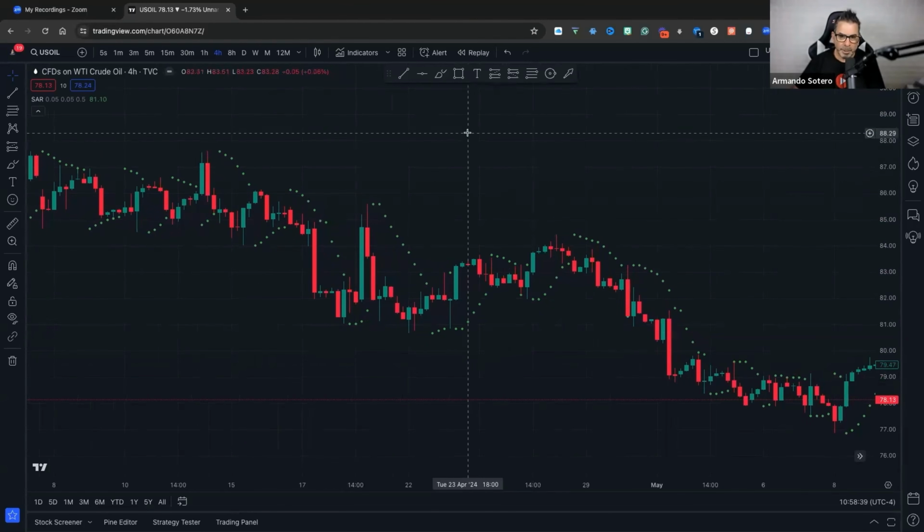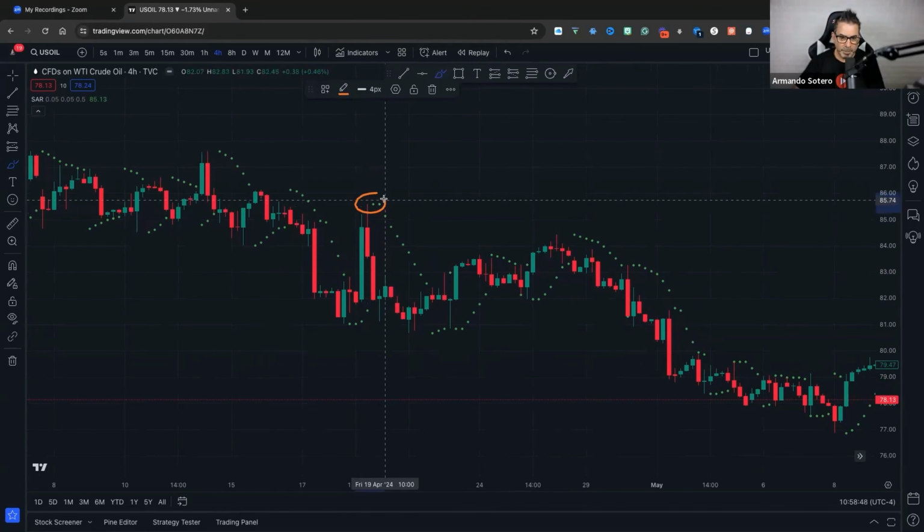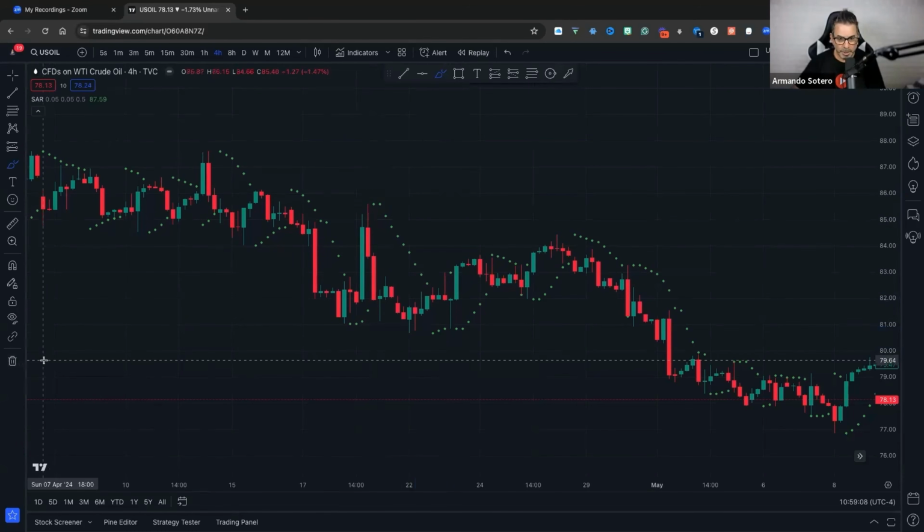Okay, and the way that the parabolic SAR works is when there is a structure point that has been broken, in this case to the downside, the first parabolic SAR appears on top. That means that price is falling. Vice versa, when there's a SAR at the bottom, that means that there has been a structure point broken to the top side and price has begun to climb up. So these are basically created when structure points are broken.